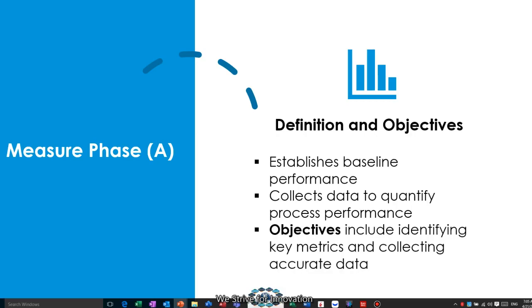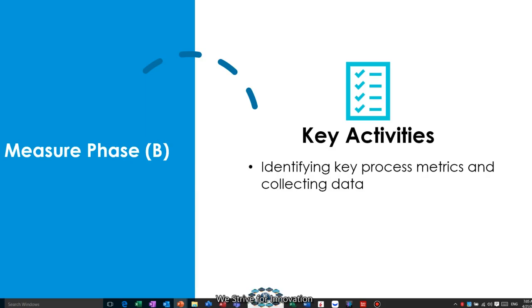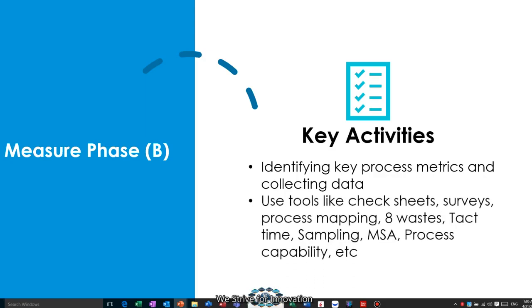Now, what would your key activity be then? You will identify key process metrics and collect data. You will use tools like check sheet, survey, process mapping, 8 wastes, takt time, sampling, MSA, which is measurement system analysis, process capability, and so on.